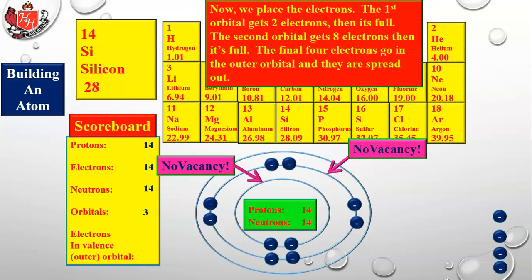Now we're ready to fill in the third orbital. So the first electron comes down here. And then they're going to space out just the way they did in the second orbital. Third one goes up there. Fourth one goes over here. And now we're out of electrons. We've placed all of our electrons.